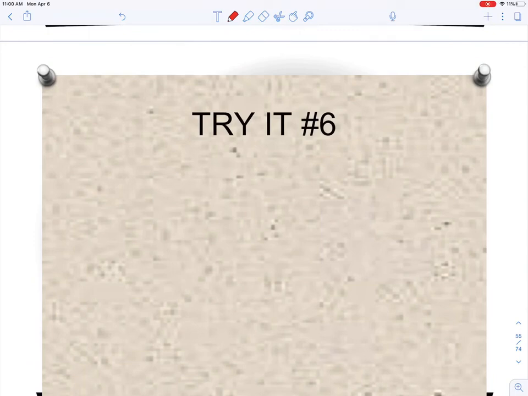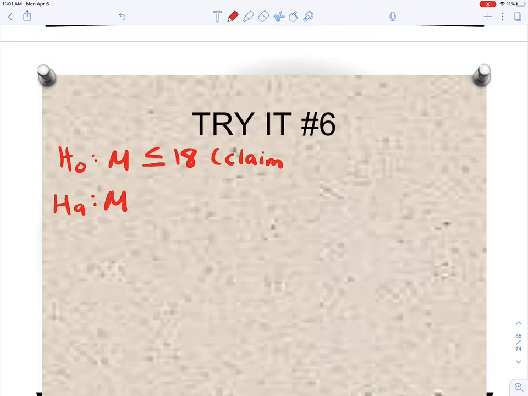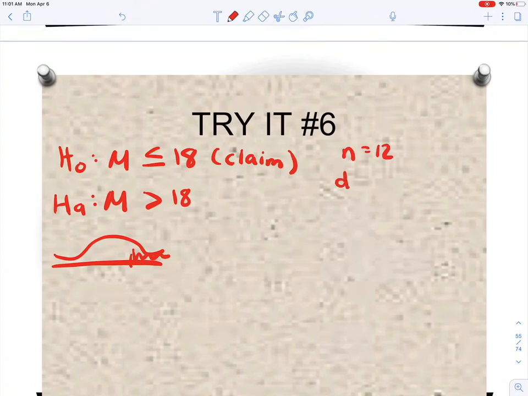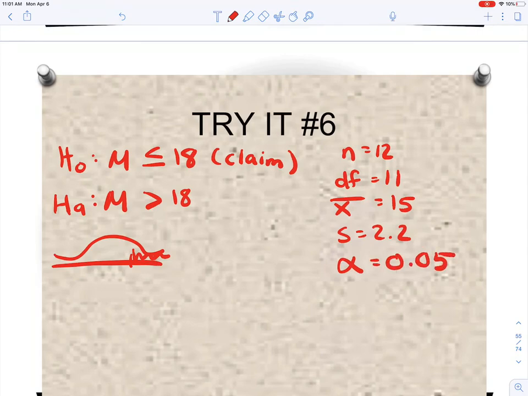So if we look at number 6, it says, another DMV claims that the mean wait time is at most 18. So I'll set up H sub O, H sub A, I'm looking at the mean. H sub O can have equal to, it's at most 18, so it can be 18, but it cannot be more than 18, so this is going to be my claim. So I know that it's going to be right-tailed, looking at this. Okay, so I'm going to take positive. A random sample of 12, which means my degree of freedom is 11, has a mean of 15 and a standard deviation of 2.2, level of significance of 0.05, assume the population is normal. Okay, so we can use those rejection regions again. We don't have to use the p-value.